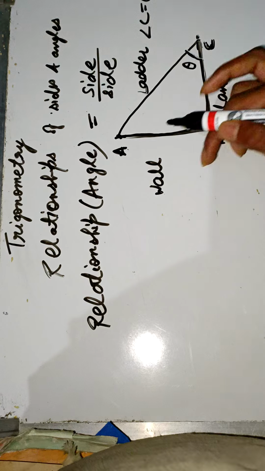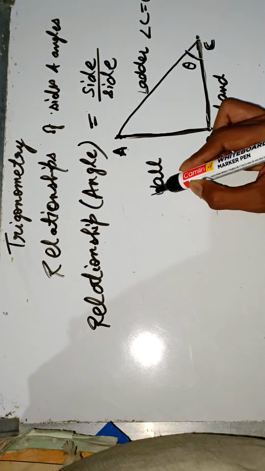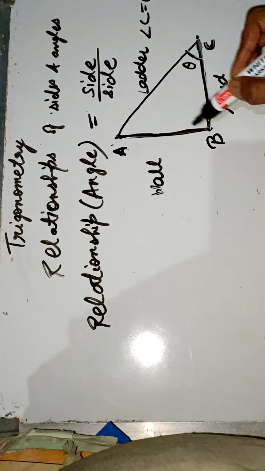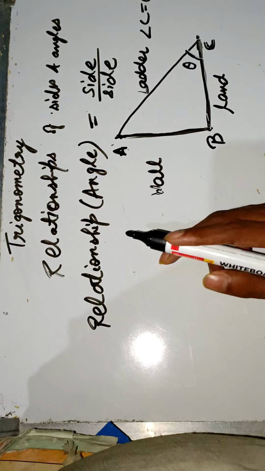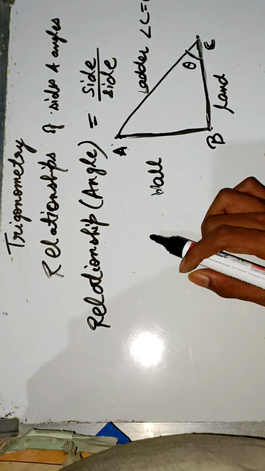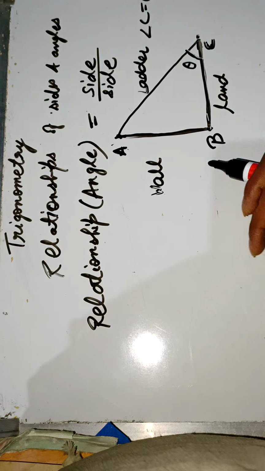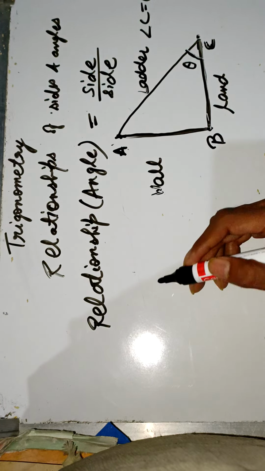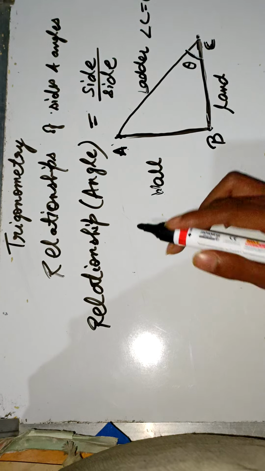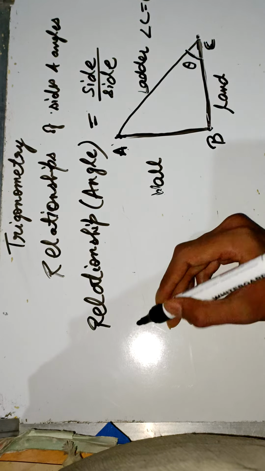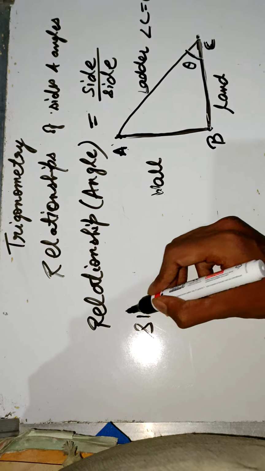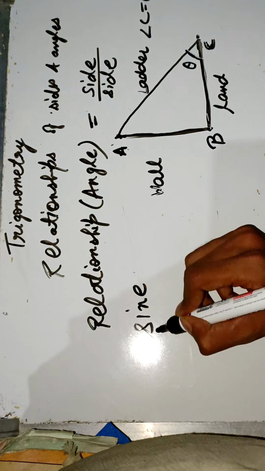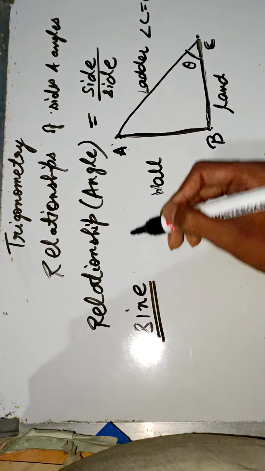Now let us assume that we have to work out the relationship between the sides AB, BC and AC and the angle. What should be the relationship between the sides and the angle, we have to discuss in this lecture. That is what we call trigonometry. So let us assume that we have an angle theta. Now we have to find the value of sine. What is sine?